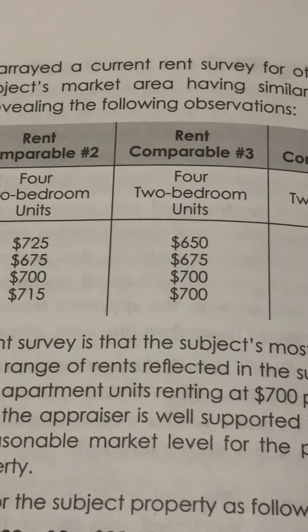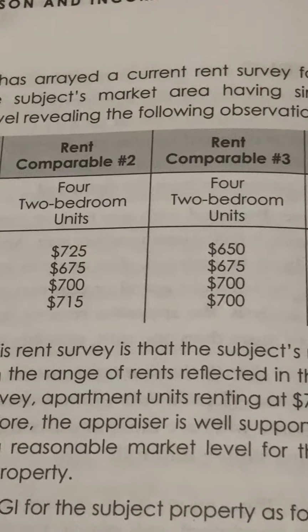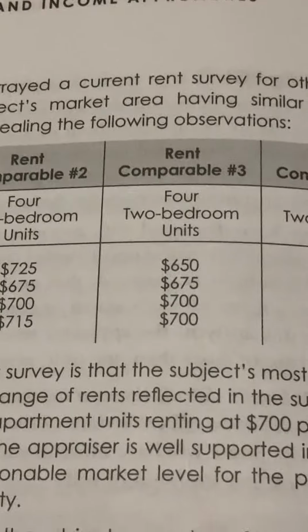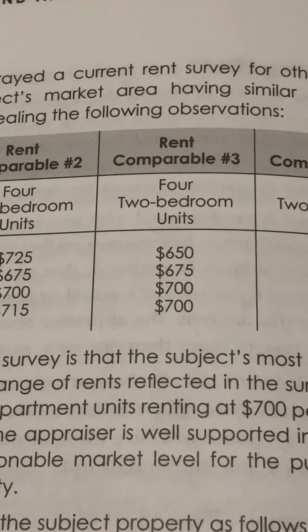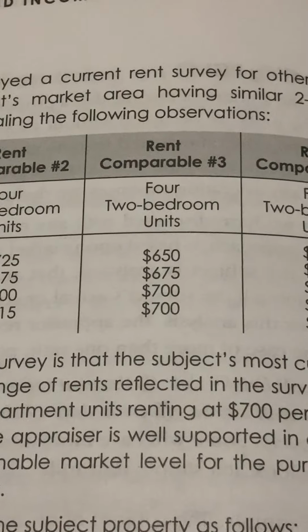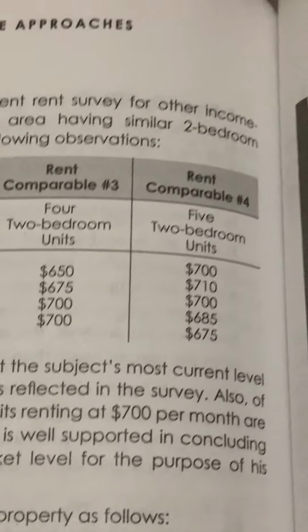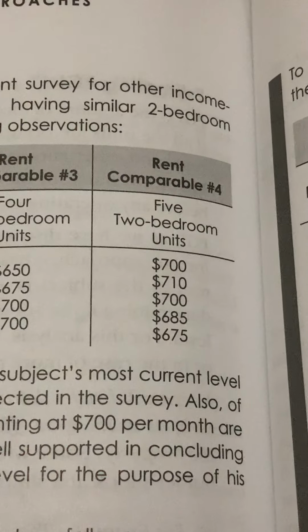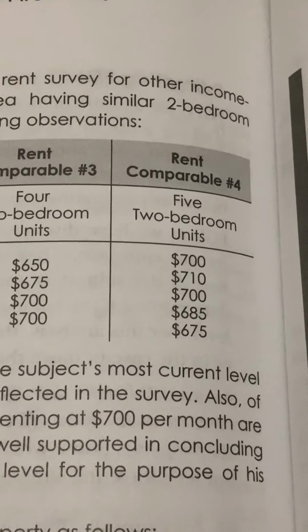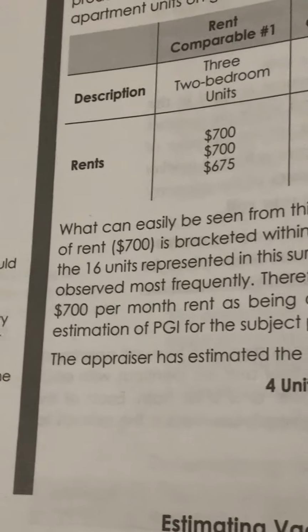The next rental comparable, number 3, has 4 two-bedroom units. They're renting for $650, $675, $700, and another $700. And lastly, comp number 4 has 5 two-bedroom units. It's renting for $700, $710, $700, $685, and $675.